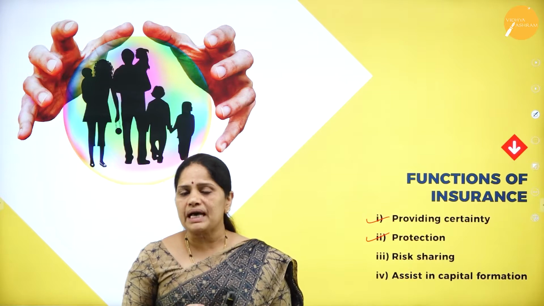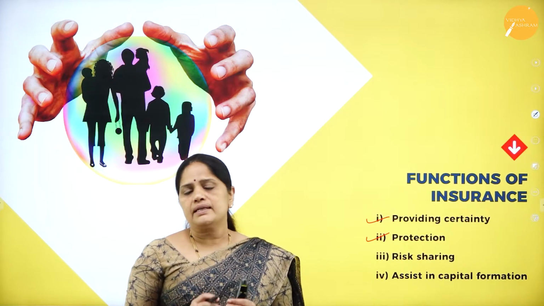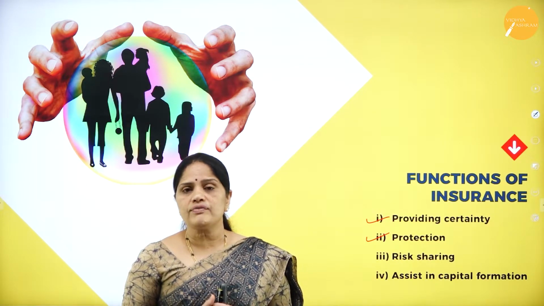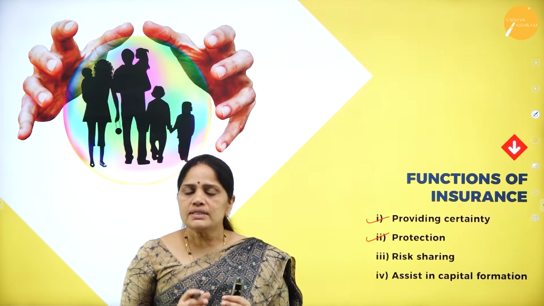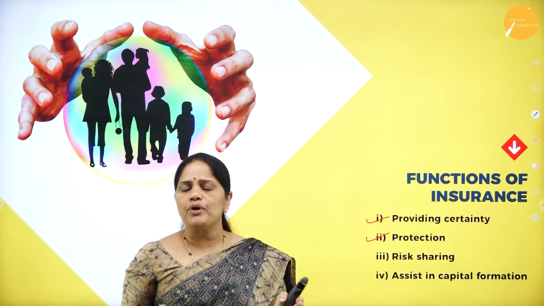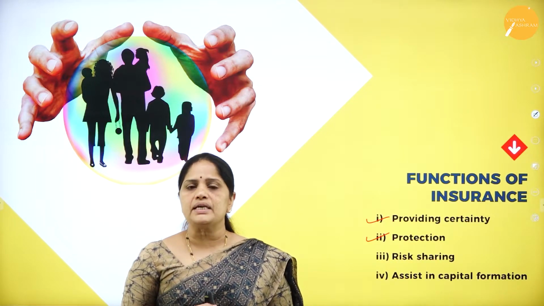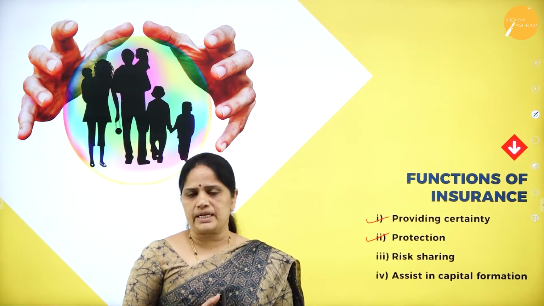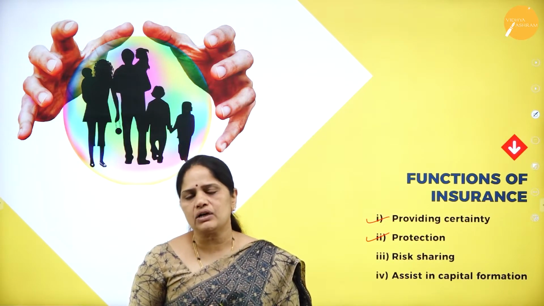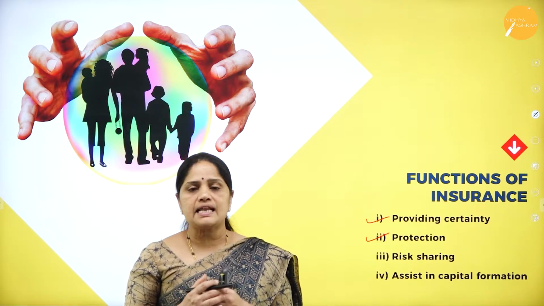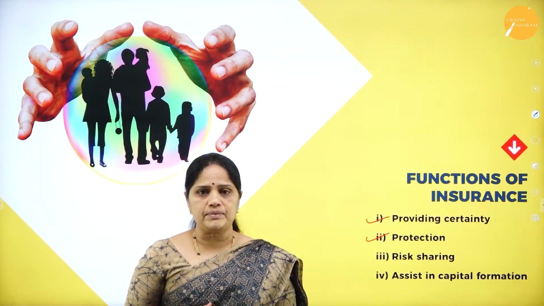Suppose because of some uncertain event there is a loss or damage to these properties, then the business will have to suffer a lot of losses, and no businessman is ready to bear this. That is why he will get the property insured, and he will pay the premium regularly to the insurance company so that his property is protected. In the same way, in the case of life insurance, if he is the sole breadwinner of the family, he will get his life insured so that the dependents will not suffer in case of any untimely death.